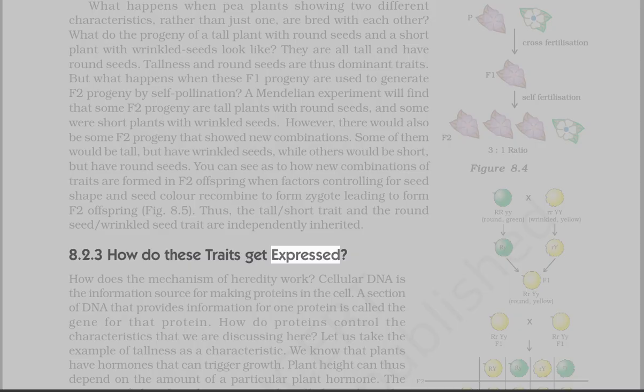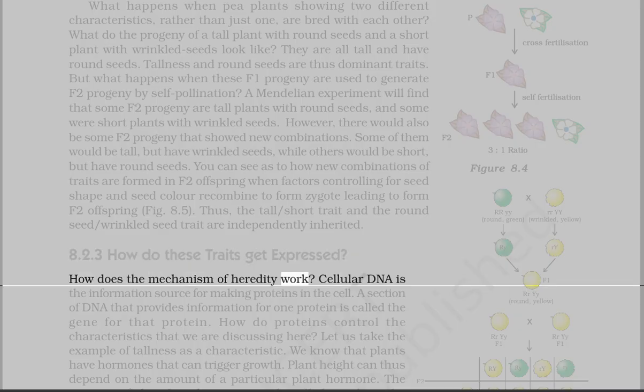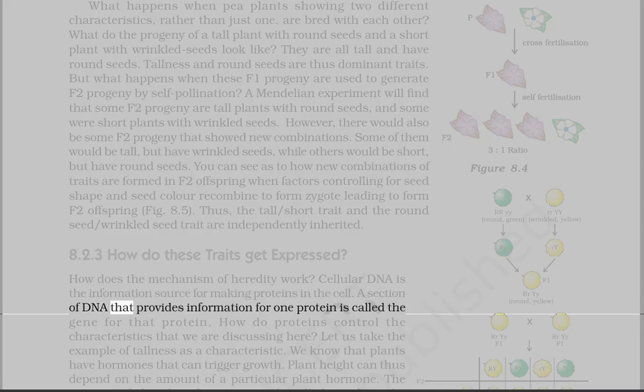8.2.3 How do these traits get expressed? How does the mechanism of heredity work? Cellular DNA is the information source for making proteins in the cell. A section of DNA that provides information for one protein is called the gene for that protein. How do proteins control the characteristics that we are discussing here?